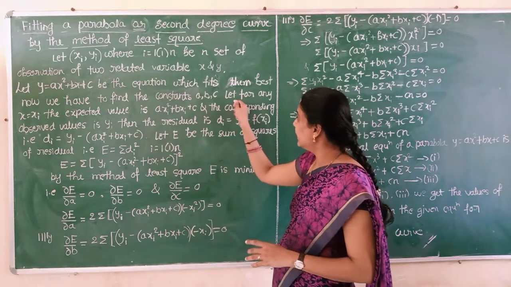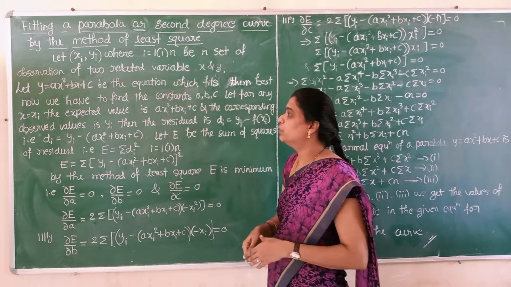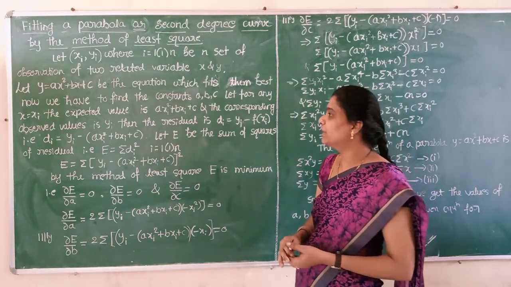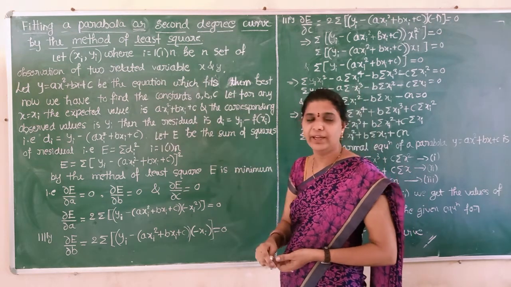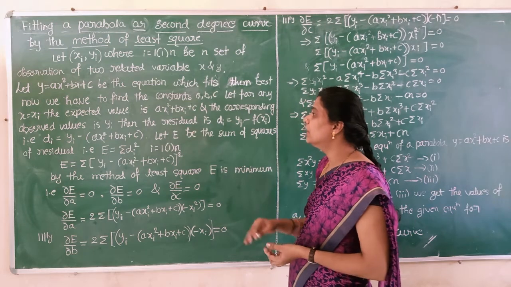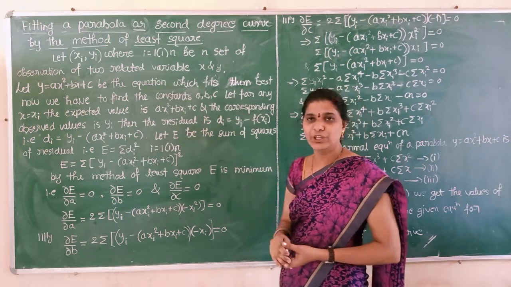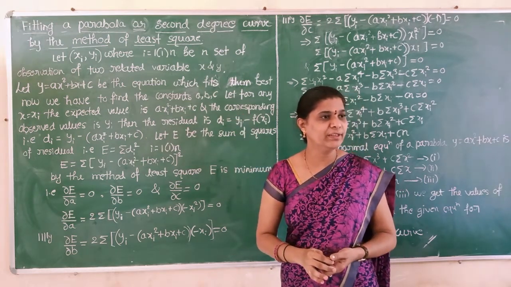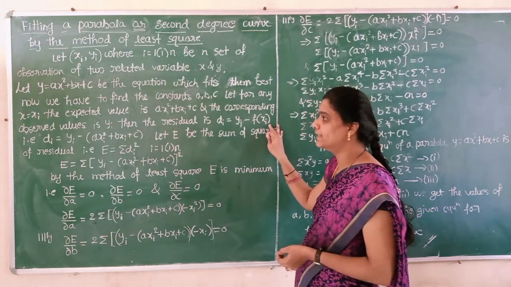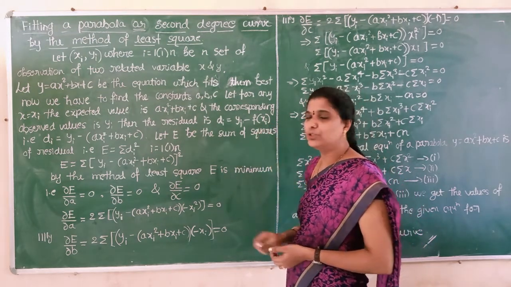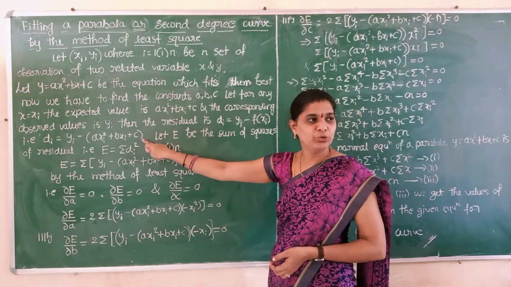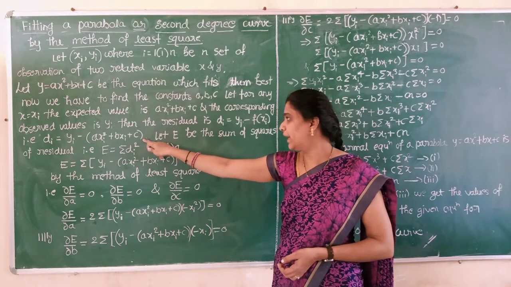For that, we take the point x = xi. This is the expected value on the curve, ax² + bx + c, which gives the residual. So the residual is di = yi − f(xi). Now substitute the value of f(x), that is ax² + bx + c, replacing x with the point xi.